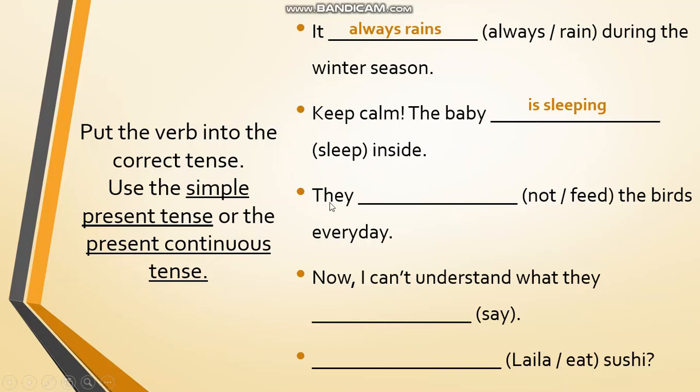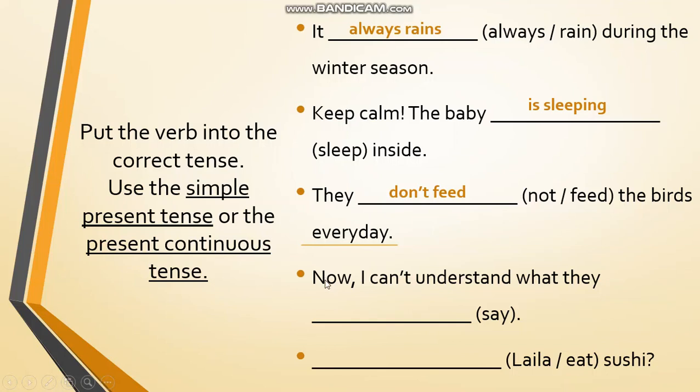Sentence number 3. They do not feed the birds every day. Here I have a time expression which is every day. Also I have not. So what should I put? I put not with simple present tense. The subject is plural, so I should put do not feed, and I keep the verb as it is. With the plural subject, I put do.